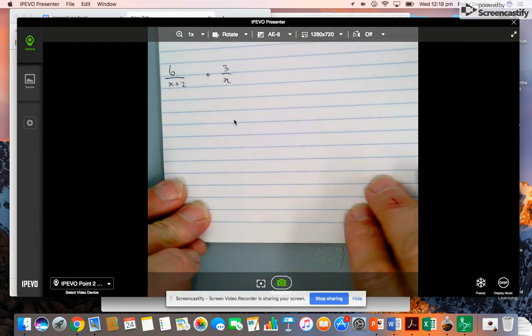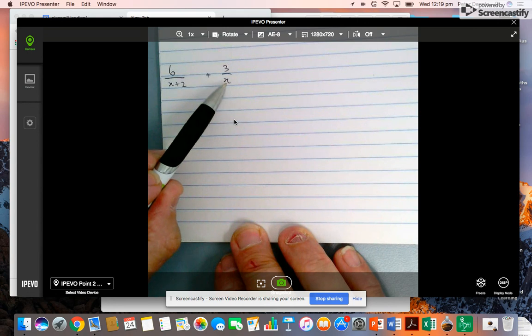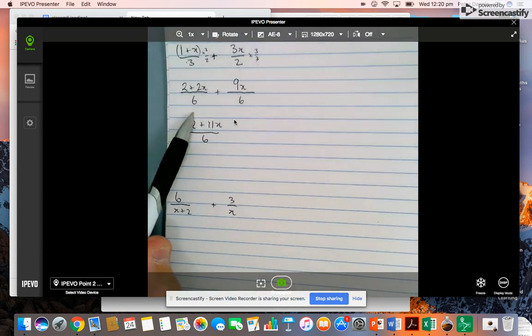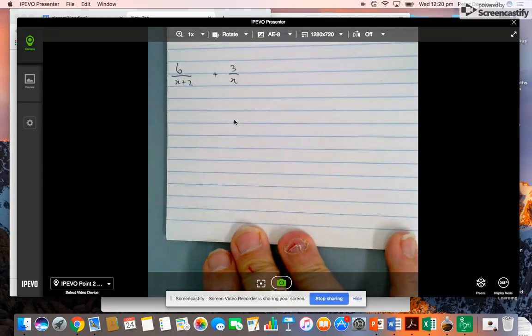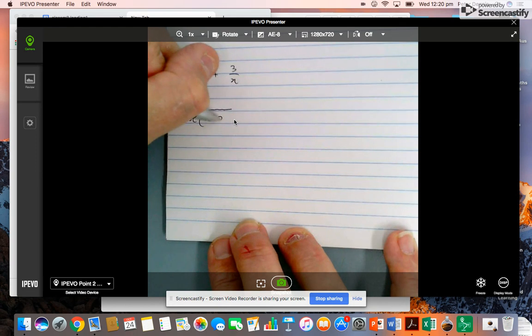Now, it becomes a bit harder if there is algebra on the bottom, because this is a lot harder to deal with. But just as up top, 2 times 3 equals 6, we're going to do exactly the same thing here. x times x plus 2, that's going to be our common denominator on the bottom. x multiplied by x plus 2.